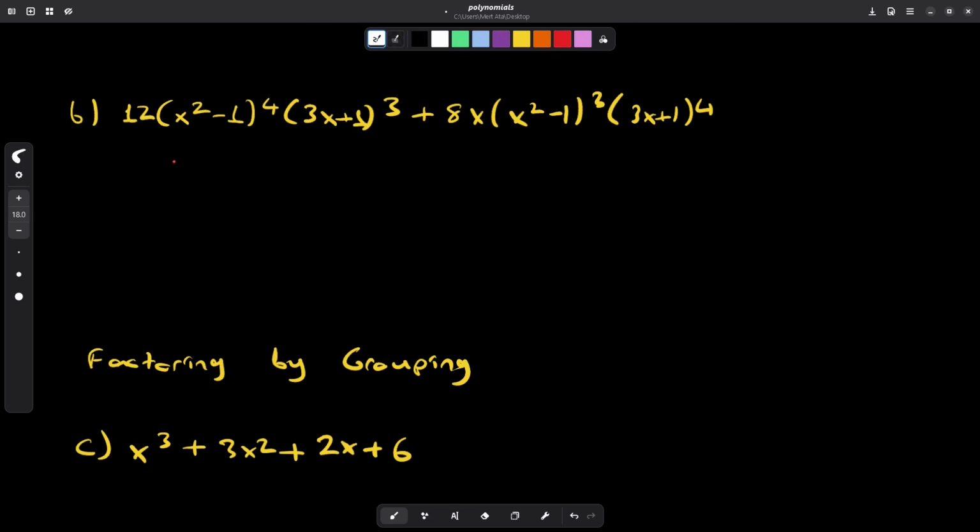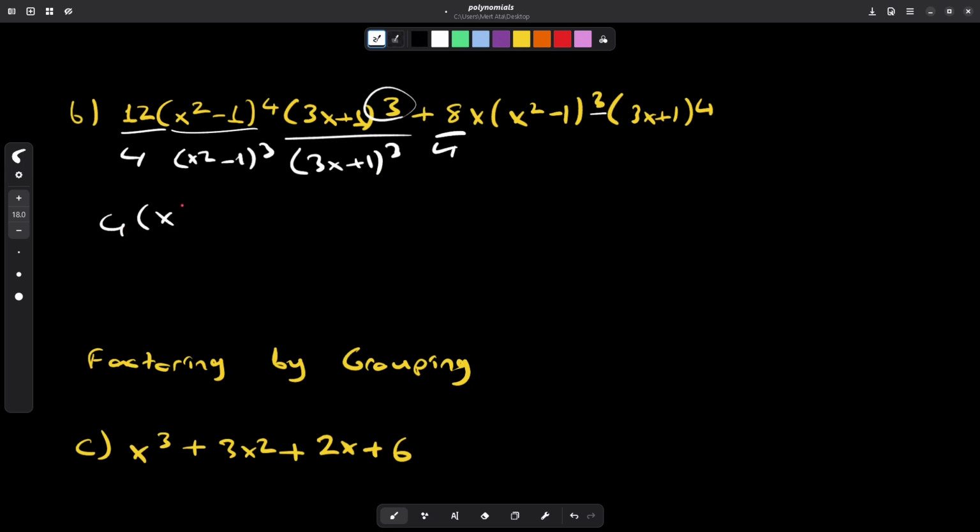All right, I have two terms. Let's see what I have in common. First, 4 is the greatest common number I have. There's an x squared minus 1 to the fourth power, and there's a cube of it, so we can factorize x squared minus 1 cubed. All right, what else can we do? There's another cube that I can factorize here, and the greatest I can factorize is 3. Let's start doing it: 4 times x squared minus 1 cubed, 3x plus 1 cubed.